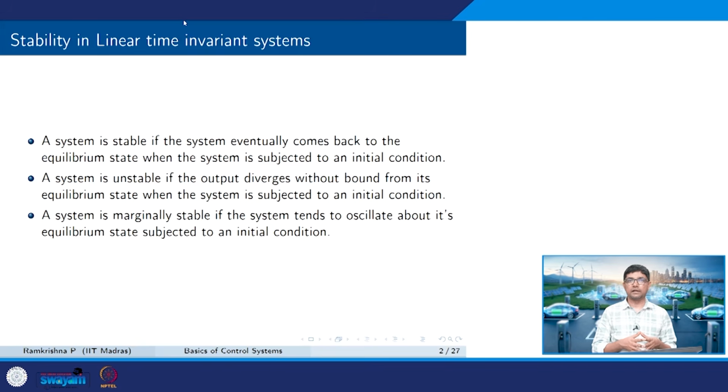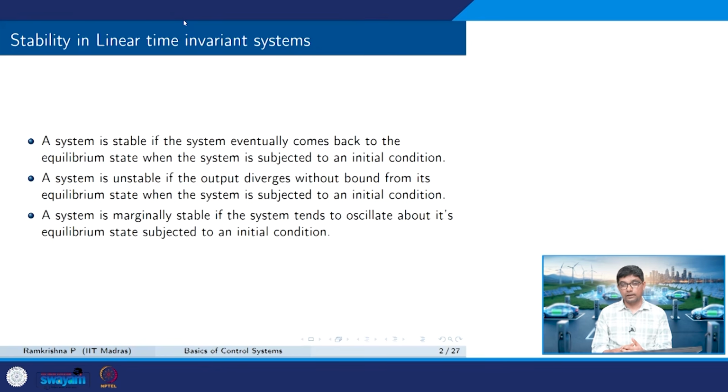Again, here we are looking at linear time invariant systems. Linear systems are, as the definition goes, the systems which obey homogeneity and superposition. Time invariant systems are the ones where the system parameters do not change with time. The notion of stability here is that a system is stable if it eventually comes back to its equilibrium state when subject to an initial condition.